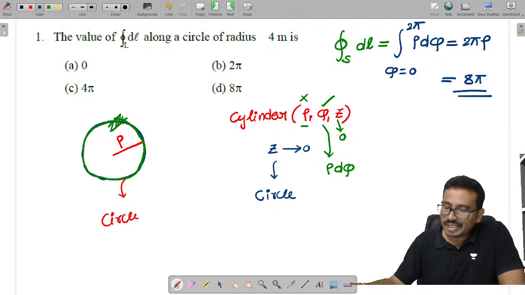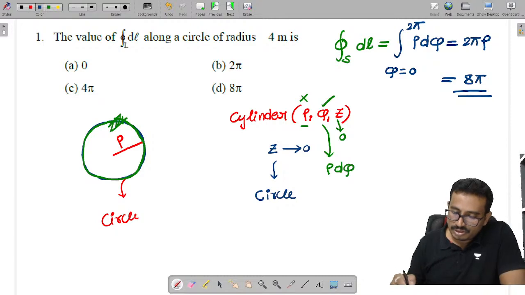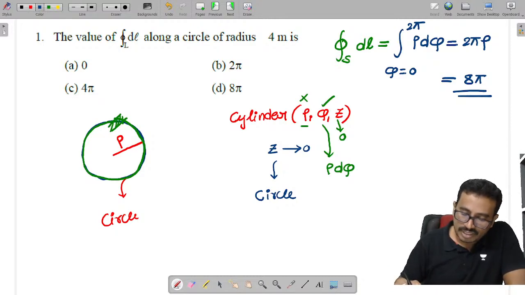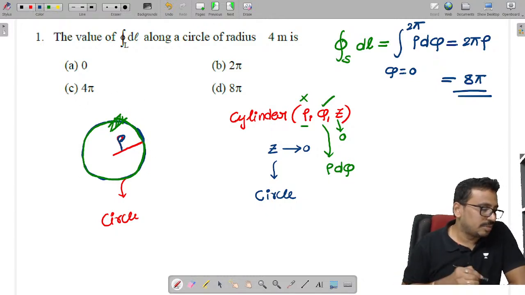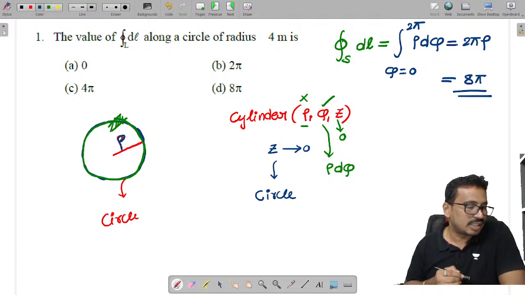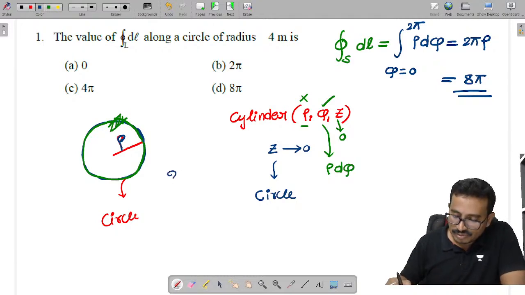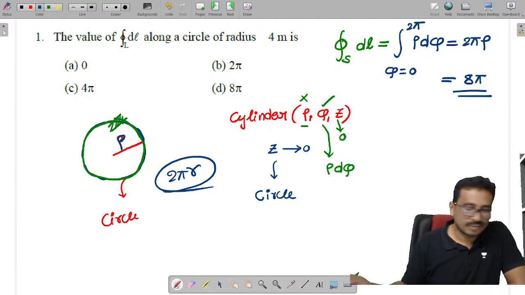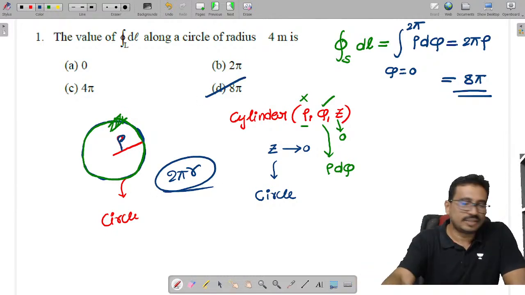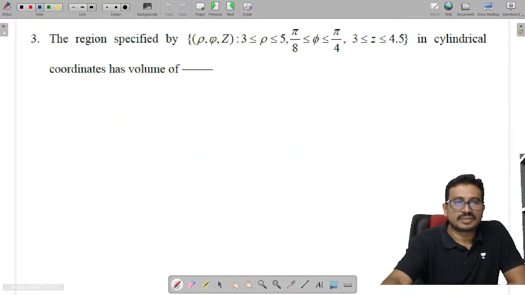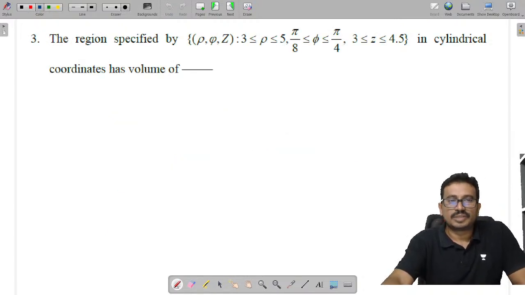If you observed carefully here, this is the circle with a given radius. This is the closed complete length of the circle. This is nothing but the perimeter, the circumference. What is the circumference? We call it 2 pi r, where r is the radius. So what's the option? Option D, isn't it?